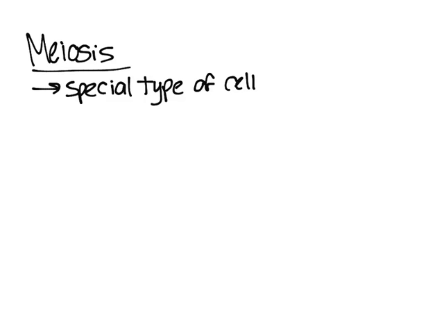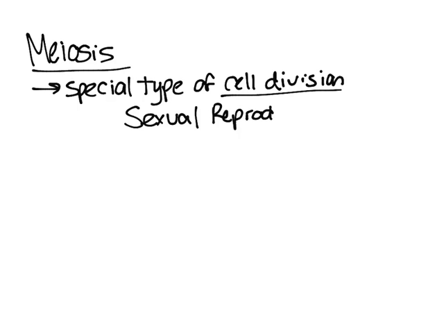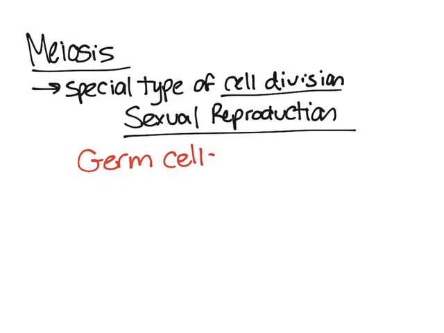So in this video, I'm going to talk about meiosis and essentially the overview of meiosis. So meiosis is a special type of cell division, and it's only used for sexual reproduction. So essentially, the only things that undergo meiosis are a special type of cell called germ cells, and these cells are located in the testes and ovaries.